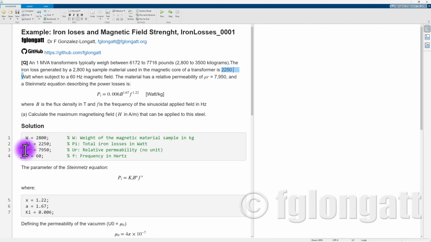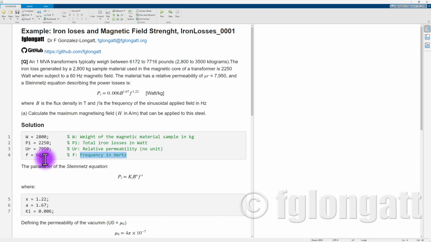2,250 watts. We are defining also the relative permeability. For this example is 7,950, and this is just a number without any units. And finally, we are defining the signal of this magnetic field, the frequency, and in this case, the frequency is defined in hertz, 60 hertz.